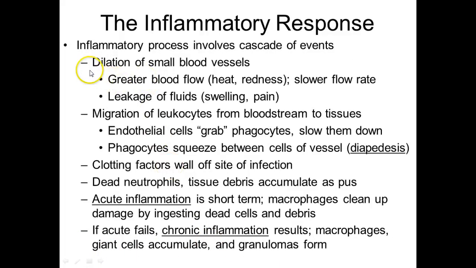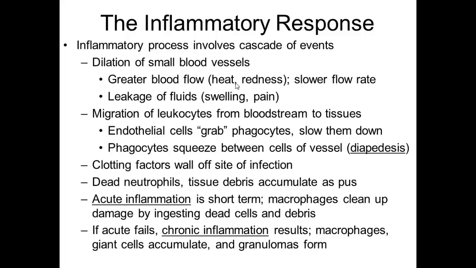So, as we said, that dilation of the blood vessels, with that greater blood flow, is the redness and the heat. Your blood is the redness and the heat that you see. Although it's going to run at a relatively slower rate, we're going to increase the amount going to that area. It's not always completely open. And then the leakage of the fluids leads to the swelling, and then pushing up against the pain receptors, and we feel that pain.